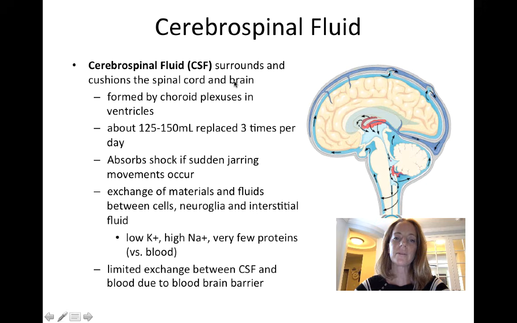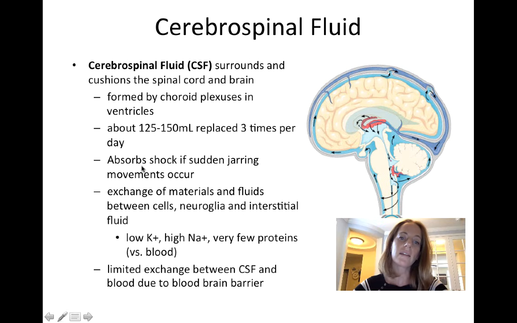The cerebrospinal fluid is another way that the brain is protected. So the cerebrospinal fluid is formed by the choroid plexuses in the ventricles, and those are shown here, where you can also again see the layers of the dura, arachnoid, and then the pia will be right on top of the brain. These indentations here are part of the arachnoid, and they are called the arachnoid villi. So cerebrospinal fluid is formed by choroid plexuses, and it's about 125 to 150 milliliters total surrounding the brain and the spinal cord, and it's replaced about 3 times per day.